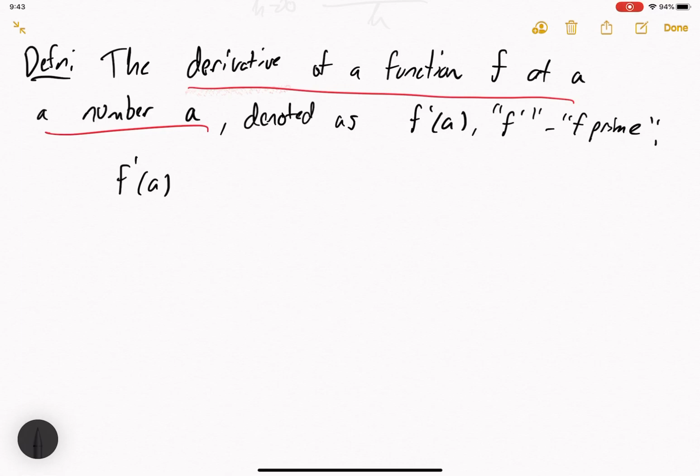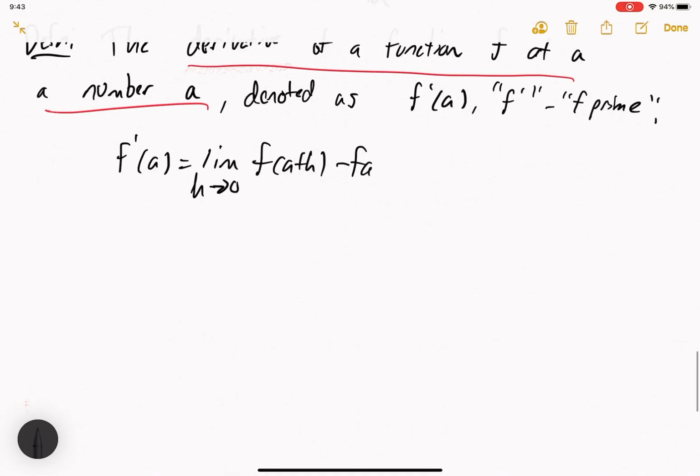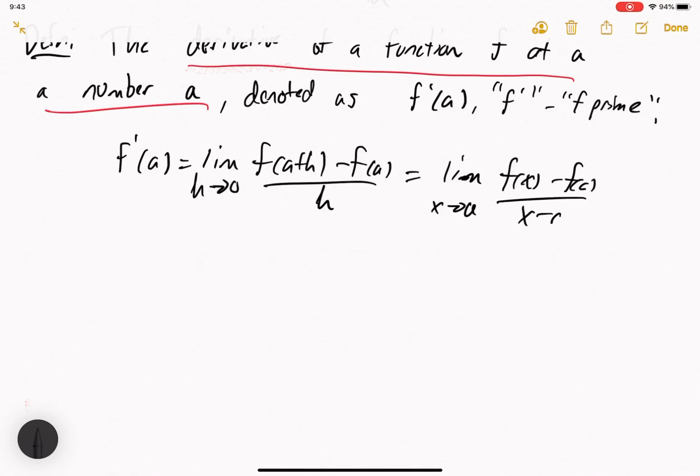We have f prime of a is equal to the limit as h goes to 0 of f of a plus h minus f of a, divided by h. And this will be equal to, again, you can do the limit as x goes to a of f of x minus f of a divided by x minus a. This is the same thing as when we talked about tangent lines, where m is equal to f prime of a.